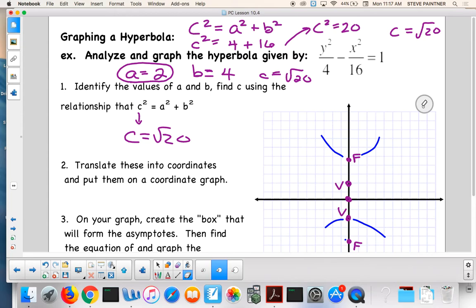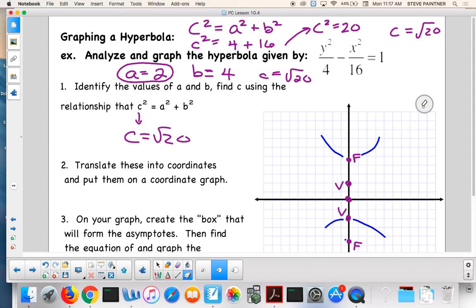Come back here. Center to the vertex is A, right? Center to the foci is what? C. Center up and down the conjugate, well, that would be B, okay? I shouldn't say up or down because it could be right or left. Okay. All right, so here's the center.